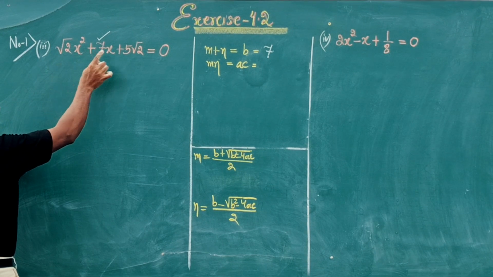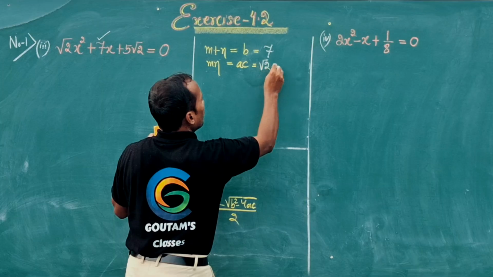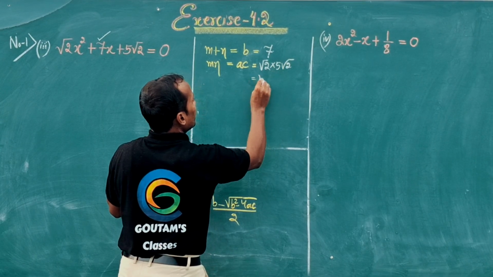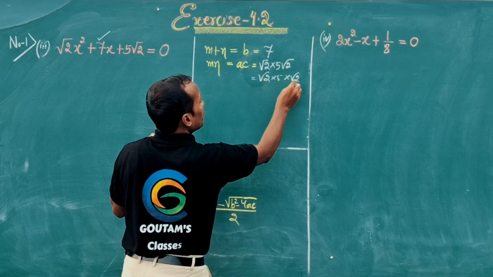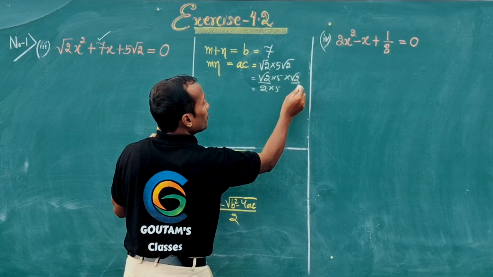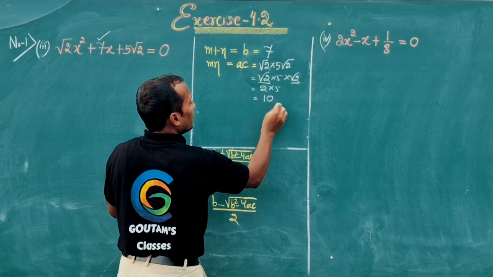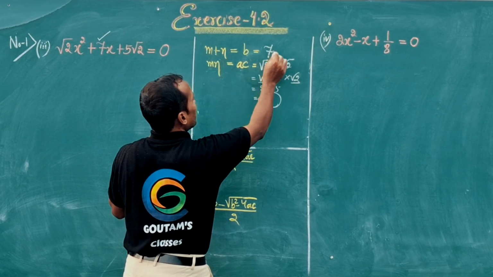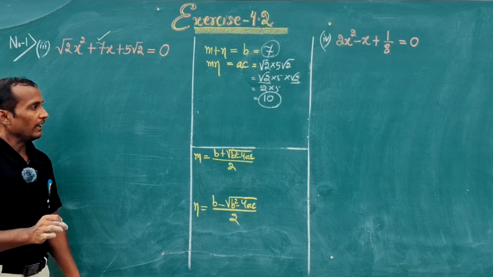A is root 2, c is 5 root 2. Root 2 into 5 root 2 gives you root 2 into 5 into root 2. Root 2 into root 2 gives you 2, and 5 you have. So 2 fives are 10. Means product of the two numbers m and n has to be 10, and sum of those two numbers m and n has to be 7. We will search for m and n.